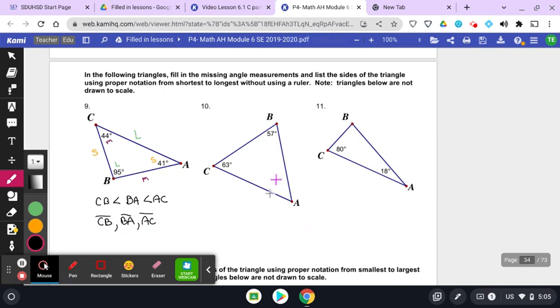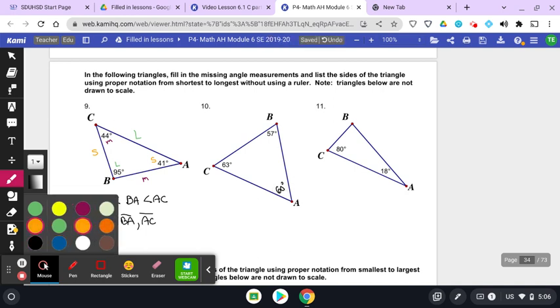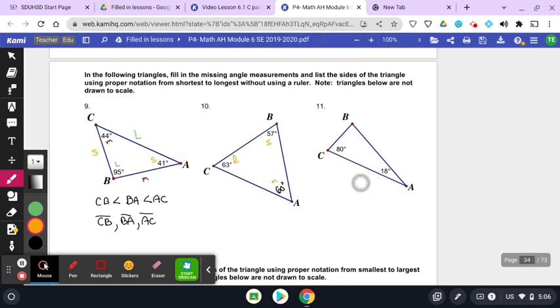Okay. The next one, if we know two angles, we can find the other angle. 63 plus 57, we're at 120. We got to get to 180, so what's missing is 60. So if you have two angles, you can figure out the third angle. Then I can put them in order. Smallest, medium, largest. Then I can put the sides in order. Smallest, medium, largest. Then I can list them. Okay, so CA length is less than CB's length, which is less than AB's length.